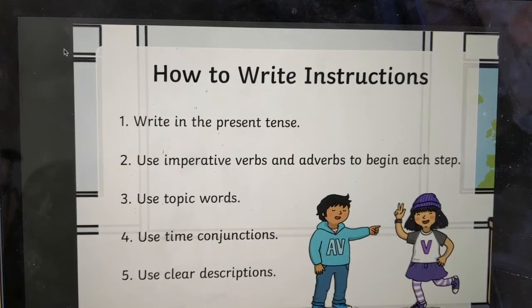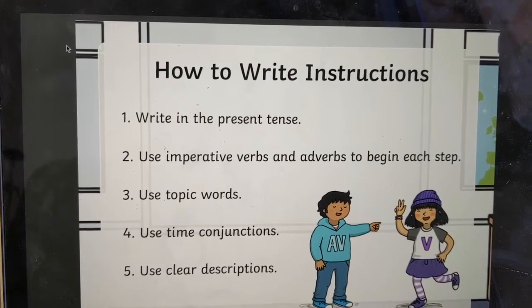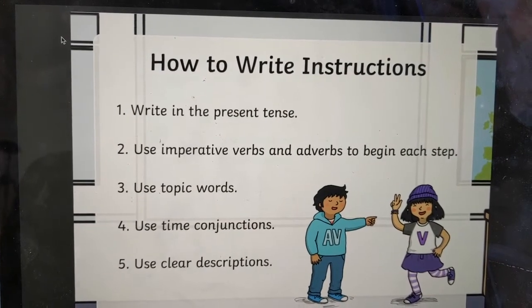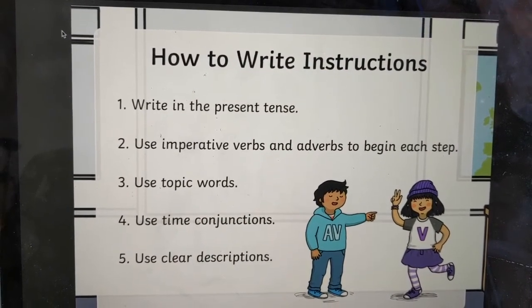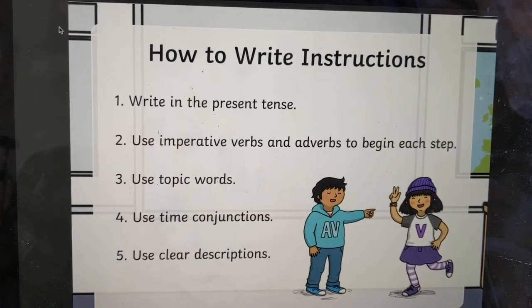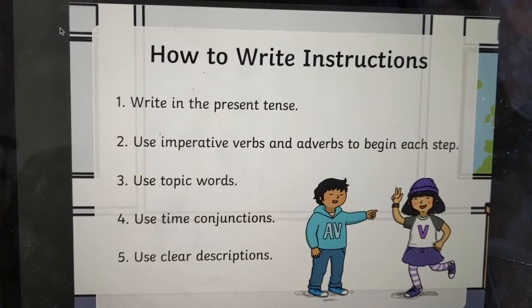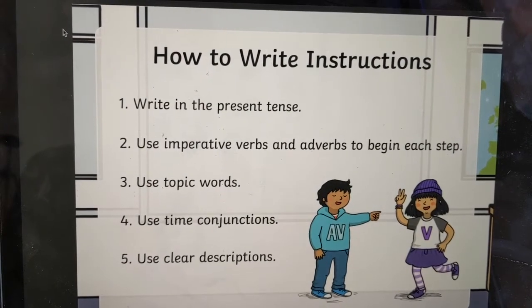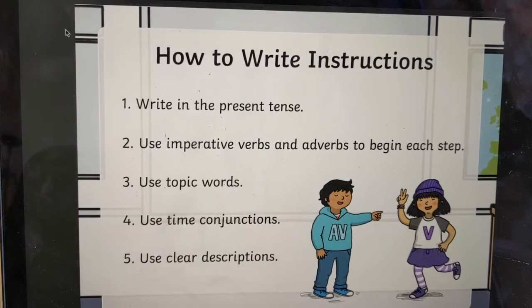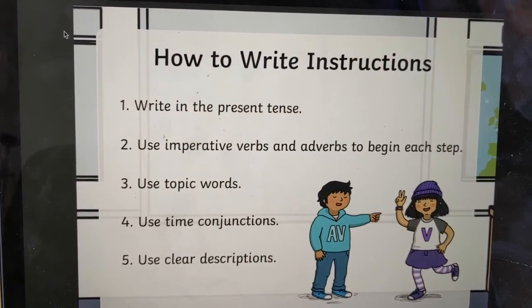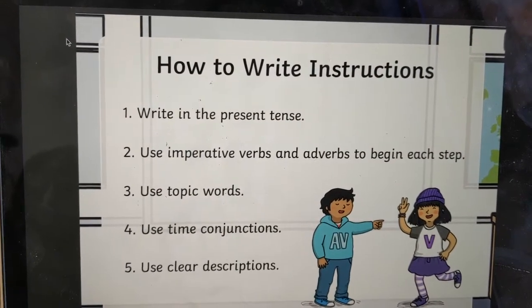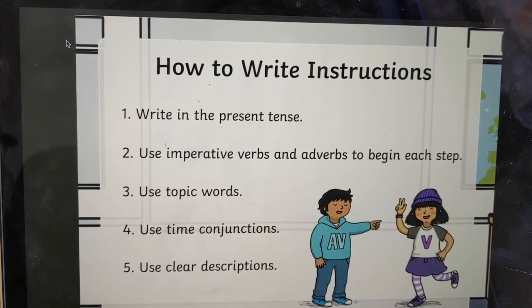When we write instructions, we write in the present tense. So that means we use verbs like move or read or see or look. Those are verbs in the present tense. We also use imperative verbs and adverbs to begin each step. Imperative verbs are verbs that tell someone to do something. So I could say, read page 1. Read is an imperative verb. It's like most verbs in the present tense.